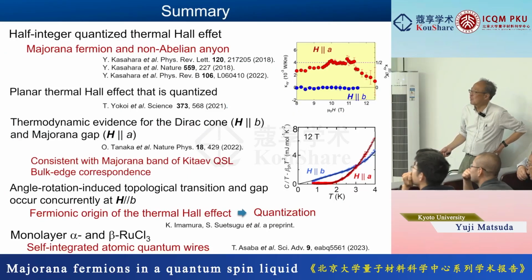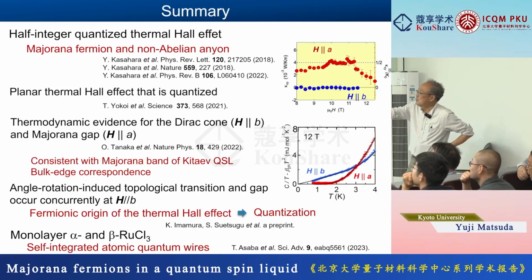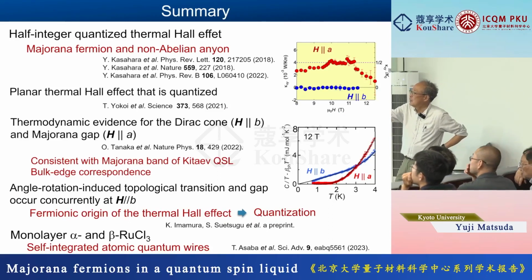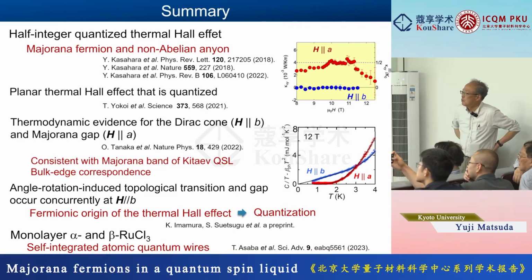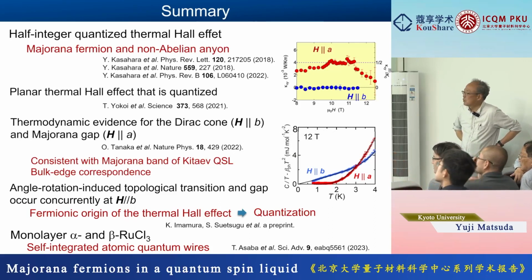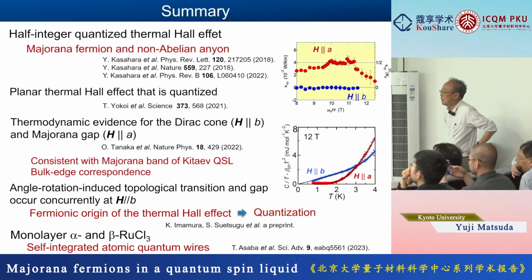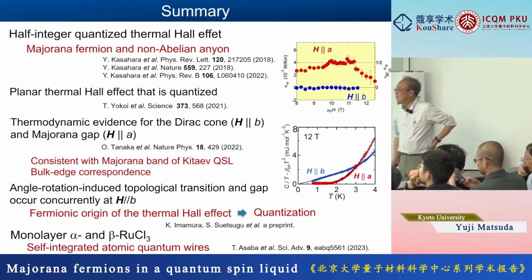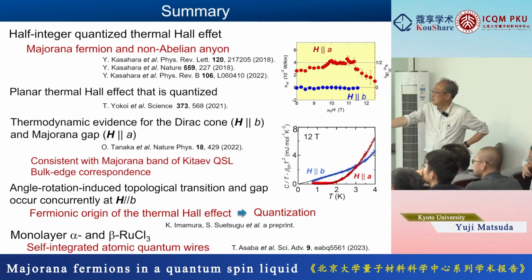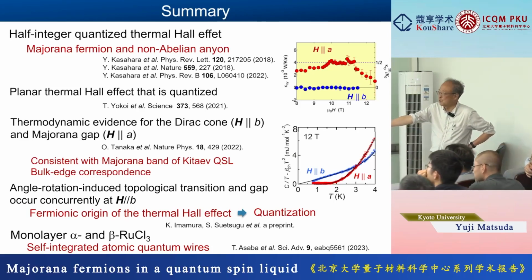Okay, let me summarize my talk. We observe the half-integer quantum thermal Hall effect. This is direct evidence for Majorana fermions and non-Abelian anyons. We observed a planar thermal Hall effect that is quantized. We provided thermodynamic evidence for the Dirac cone and Majorana gap in magnetic field. This is consistent with the Majorana band of the Kitaev quantum spin liquid. And we show the evidence for bulk-edge correspondence.